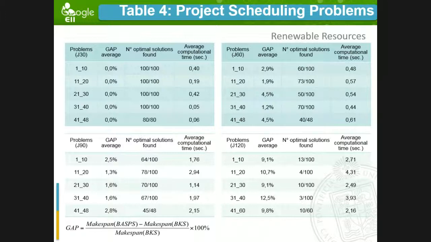We found the optimal solutions in all of them. And you can see also the computer times were very, very short. This is recent work. This work has about 2 years. And we also have very good results for the 60 and 90. And on the 120 activities, we have, I would say, very decent results for an algorithm like this.